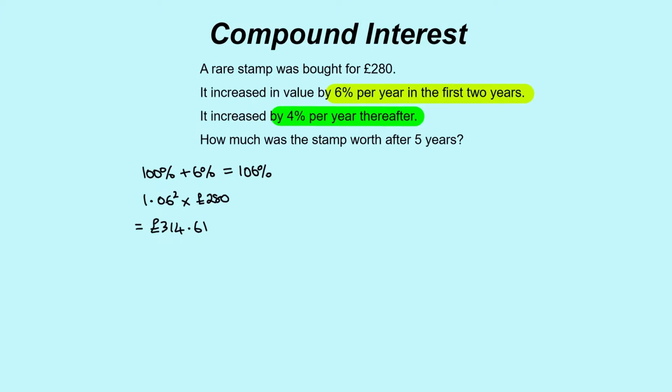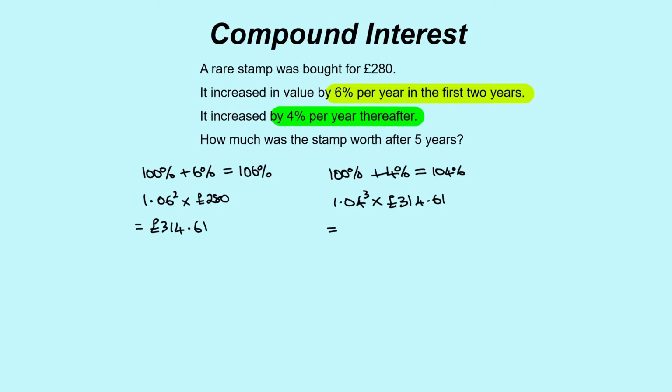We now have to look at the next set, which is the 3 years, to take us up to 5 years altogether. So same idea, it's 100%, but this time it's plus 4% because it's only having a 4% increase. So it's 104%. So each year we're increasing by 4%. We're talking about a 3-year time period now, and we're multiplying it not by that original amount, but by the current amount, or the previous amount, £314.61.